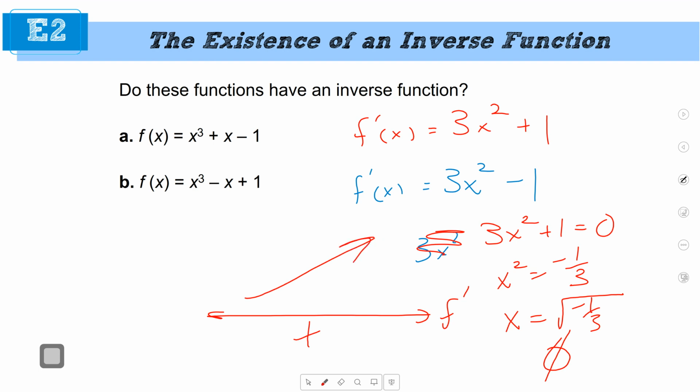That's it. Which means it's strictly monotonic, which means its inverse is a function. Okay? If we did the other one, we would actually get a critical number. It'd be plus or minus the square root of 1/3. Put them on number line test regions, you're going to have a max and a min.